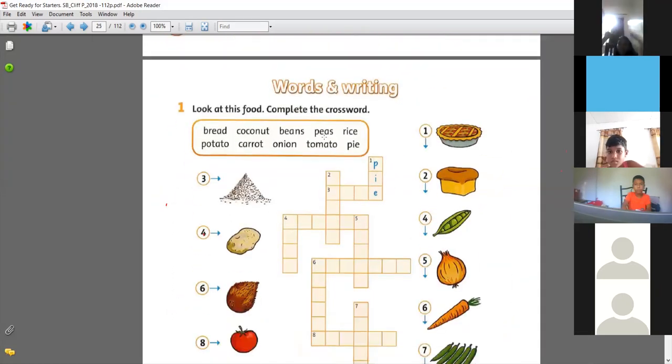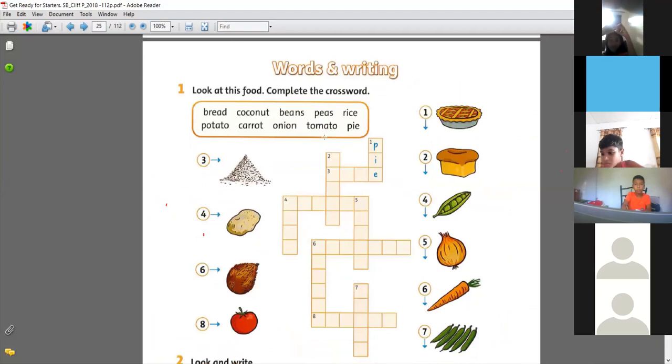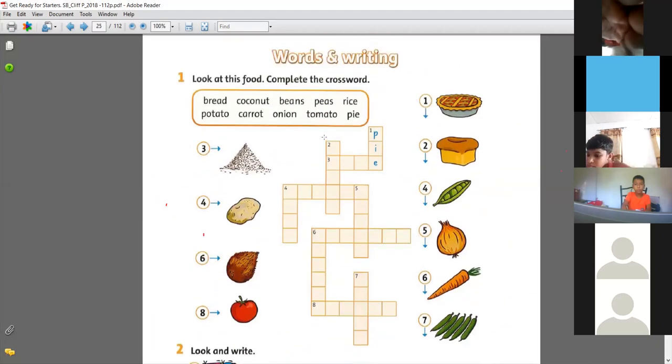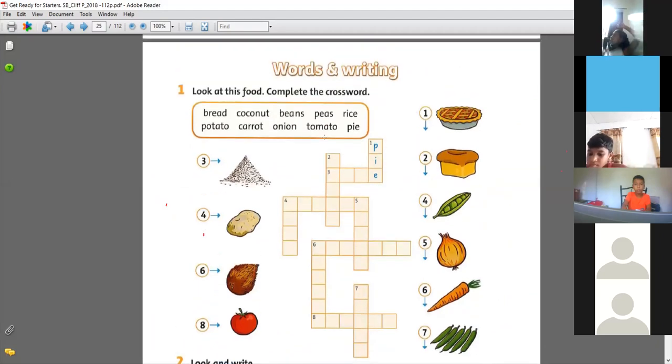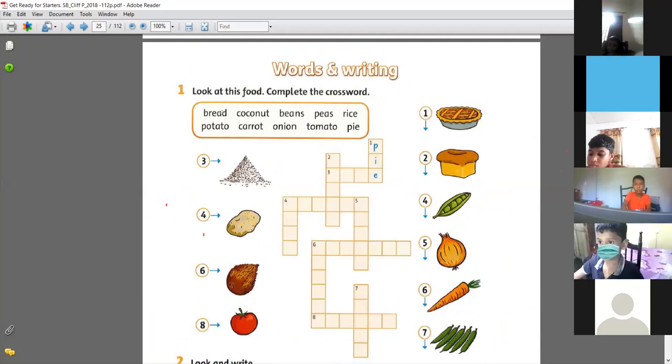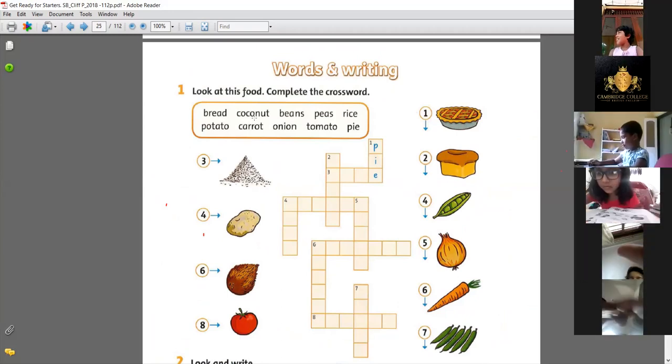So now we are going to fill this puzzle. That's a crossword puzzle. You all can see different kinds of food here. So bread, you know what is bread? What do you mean by bread? We can call it bread.